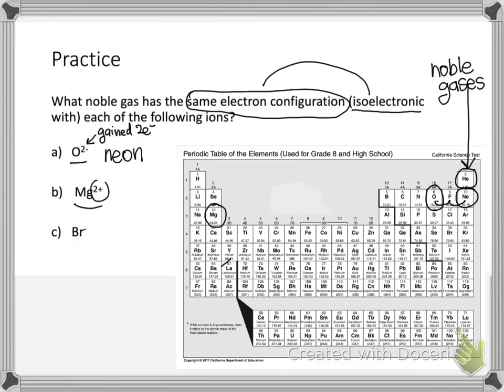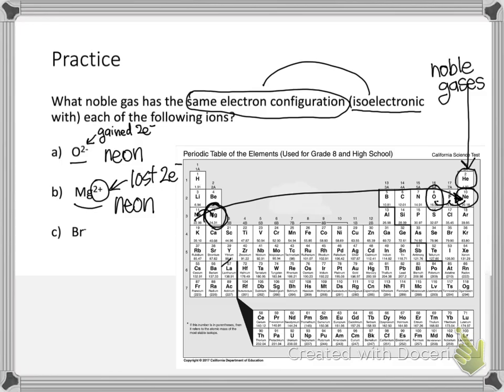And it has a 2+ charge, which, positive charge, means that electrons have been lost. So magnesium has lost 2 electrons. If magnesium on the periodic table starts with 12, if it loses 2, it would go to 11, like sodium, and then back to 10, like neon. So the magnesium ion also has the same electron configuration as neon.